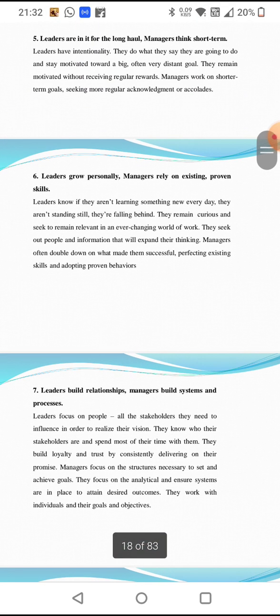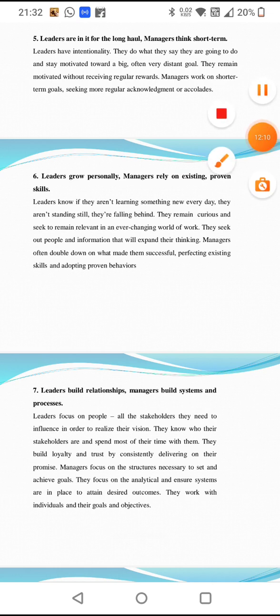Next one being, leaders grow personally, managers rely on existing proven skills. Leaders know if they aren't learning something new every day, they aren't standing still, they are falling behind. They remain curious and seek to remain relevant in an ever changing world of work. They seek out people and information that will expand their thinking. Managers often double down on what made them successful, perfecting existing skills and adopting proven behaviors.